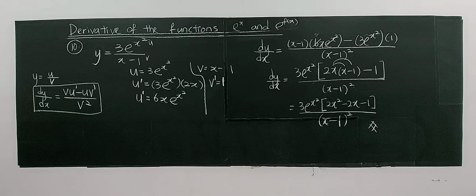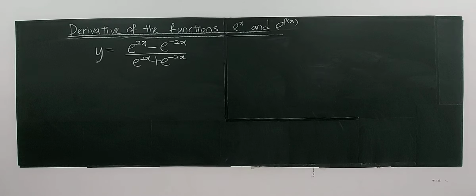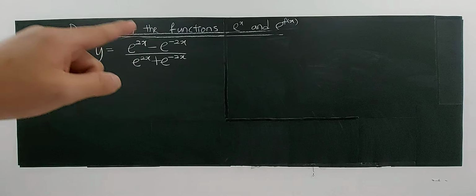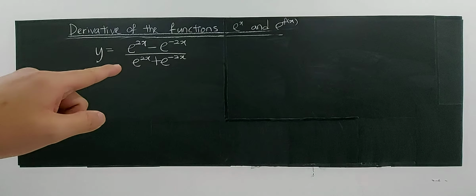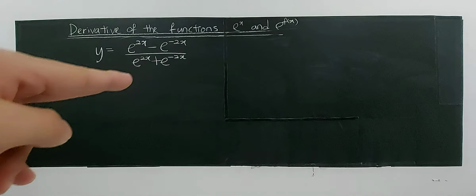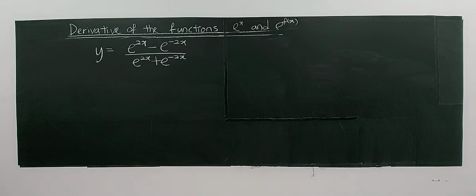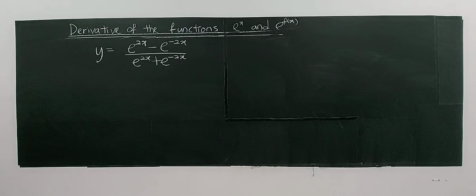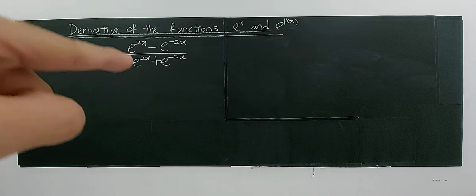So let's go for one more example. Alright, this will be the last example for this video. So you have y equals (e^(2x) minus e^(negative 2x)) divided by (e^(2x) plus e^(negative 2x)). Some students will say, sir, can I cancel out this thing? Of course cannot, right? This is addition, subtraction. How can you do that? So the best way here is to use the quotient rule.